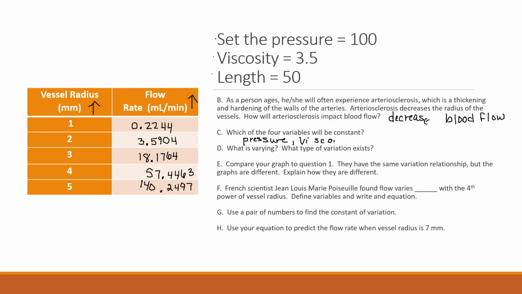We were holding the viscosity constant. And so viscosity is set to be 3.5, and we didn't change that throughout the example. And length is constant at 50 for the entire problem. Then they asked me, well, what is varying? So the 2 things that are varying are the 2 things in my chart. So what I saw as varying is the radius varied each time. I kept changing that. And the flow rate varied each time.